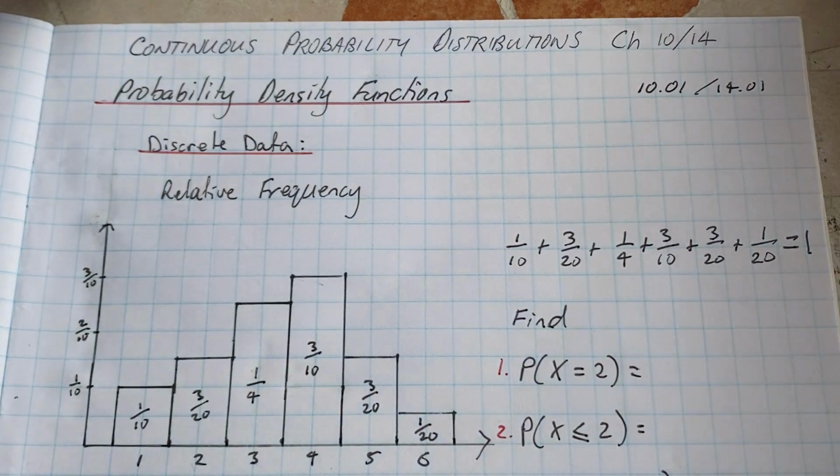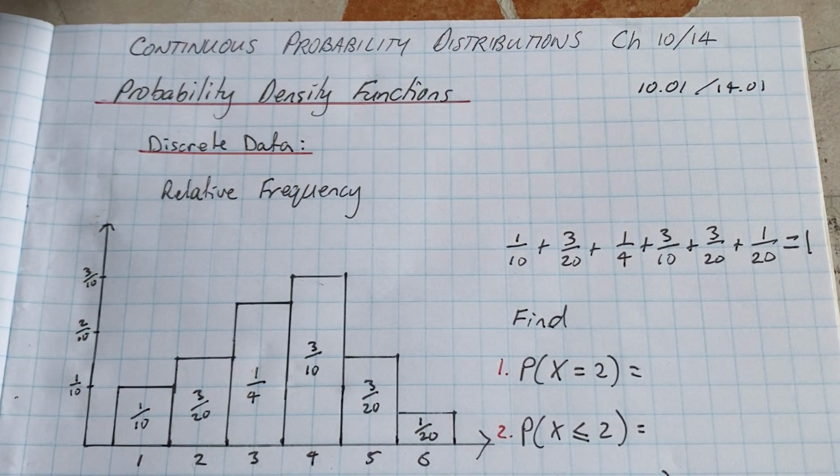So this is our last chapter for year 12, continuous probability distributions. The first exercise is about probability density functions, and I just wanted to do a quick video to explain what those actually are. In order to do that, let's start by taking a look back at discrete data.